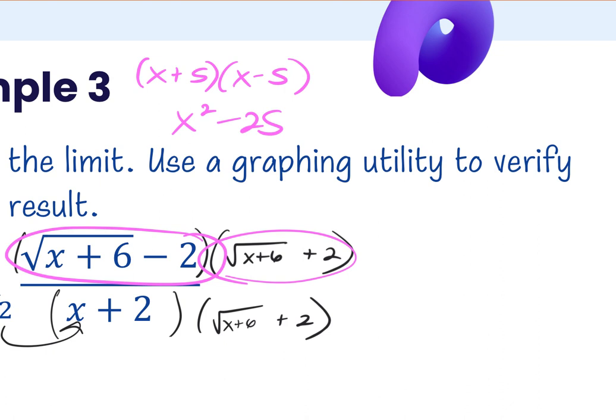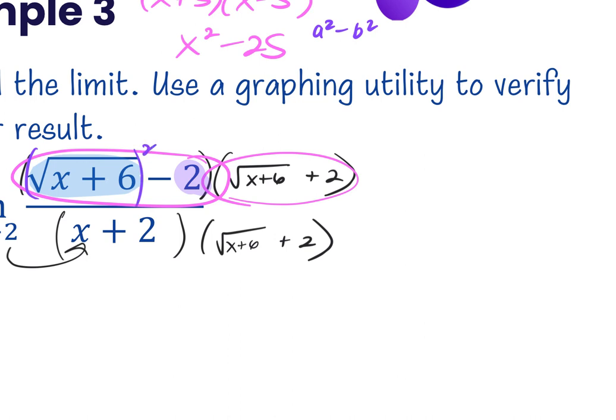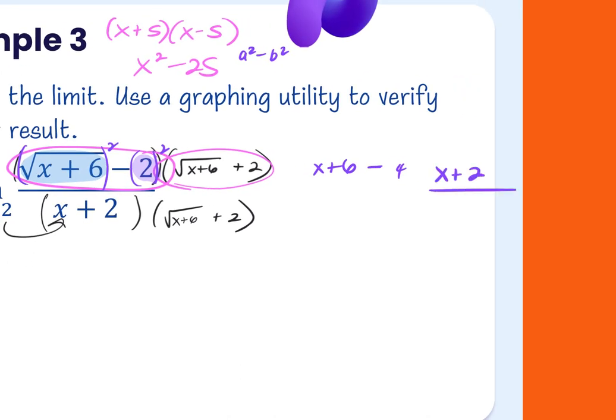And the shortcut there is a squared minus b squared. So I'm going to do the same thing where my a is the square root of x plus 6, and my b is 2. So what happens when I square the square root of x plus 6? I get x plus 6. And what happens when I square 2? I didn't expect to stump you on that one. 4. And I put a minus between them. So my numerator has now become x plus 2.